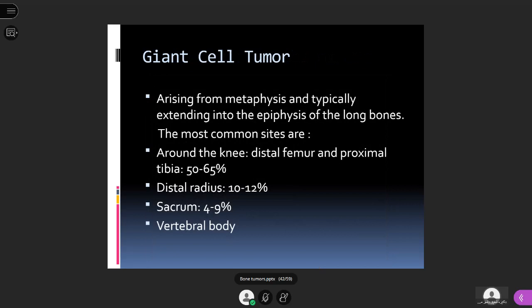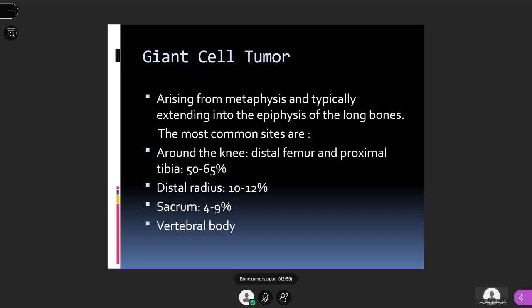Next comes the giant cell tumor. Giant cell tumor arises again from the metaphysis and typically extends into the epiphysis. Most common location is around the knee. 50 to 65% of the giant cell tumors will be in the distal femur or the proximal tibia. So that means if you are dealing with a lesion in the knee joint and the lesion is benign and the patient is more than 20 years, you are probably dealing with a giant cell tumor.